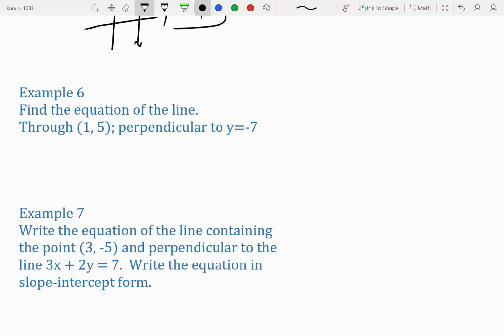Example 6. Find the equation of the line through 1, 5 and perpendicular to y equals negative 7. So let's visualize what is y equals negative 7. That's down here. It goes across. So perpendicular means it crosses at a 90-degree angle. So a 90-degree angle, it would have to cross vertically. So vertical is x equals. What does x equal in this point? 1. So the answer is x equals 1.